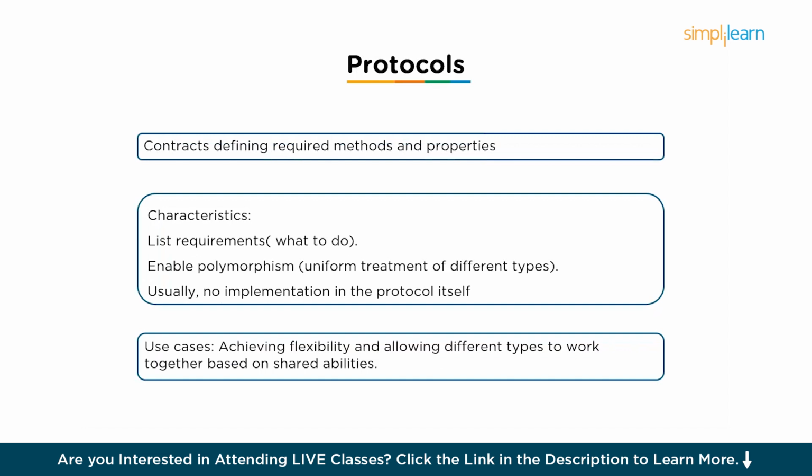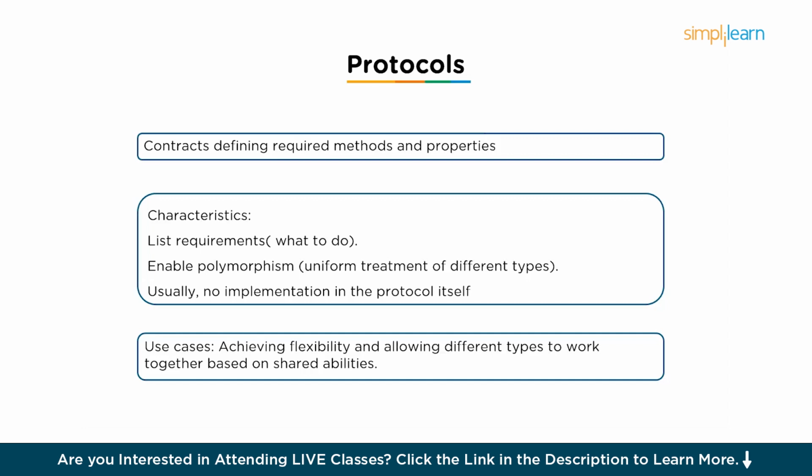Next, we have protocols. Think of a protocol like a contract or an agreement. It declares a set of methods and properties that a type must implement if it wants to conform to the protocol. Some of the characteristics of protocols are these key characteristics, which is list requirements, that is what to do. A protocol specifies what functionality a conforming type must provide, but it doesn't provide the actual implementation. Enable polymorphism. Protocols allow you to treat different types in a uniform way as long as they conform to the same protocol.